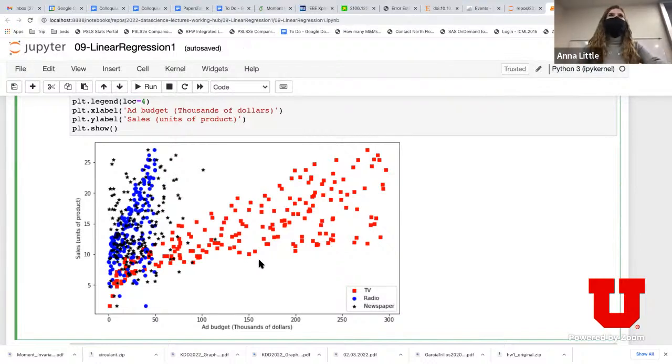Go ahead. I feel like you tend to get more out of putting money into radio and newspaper, just because the line is more steep. Right, so it does look more steep there, but also more scattered, probably. Both steeper and more scattered. So it's a little hard to know which would be better as an investment.